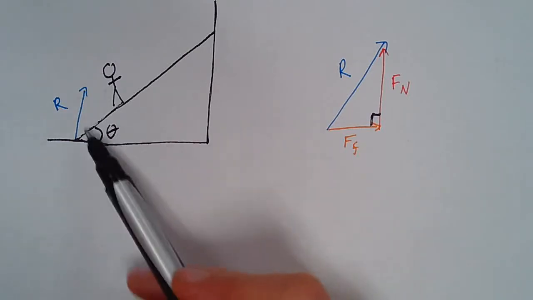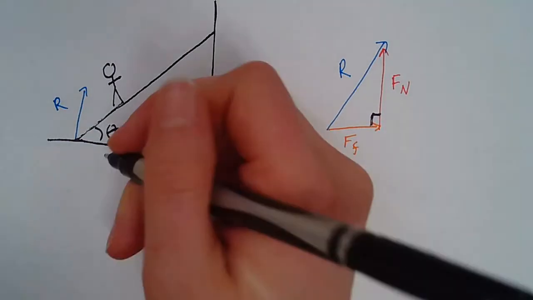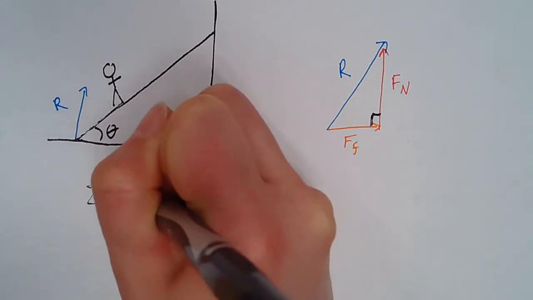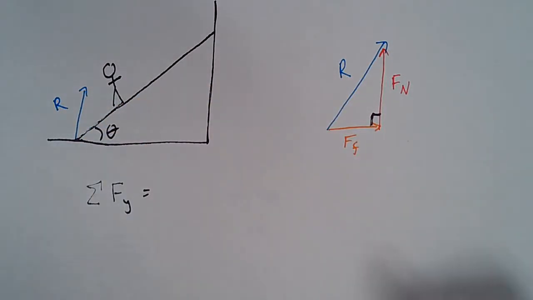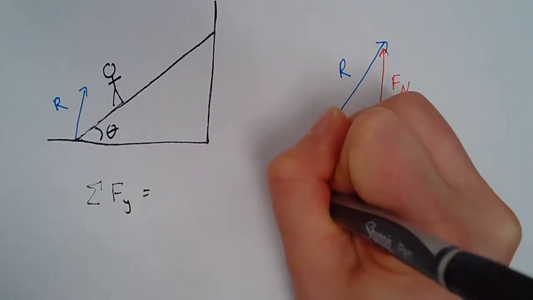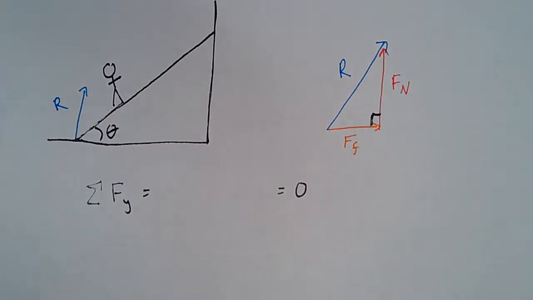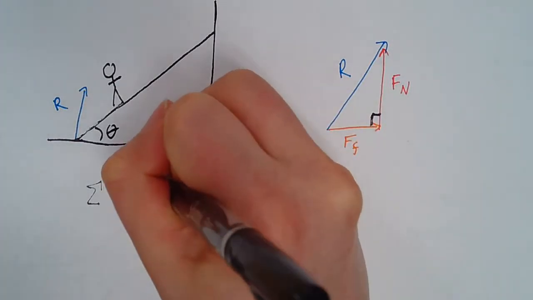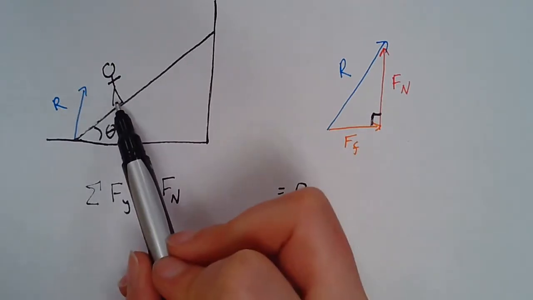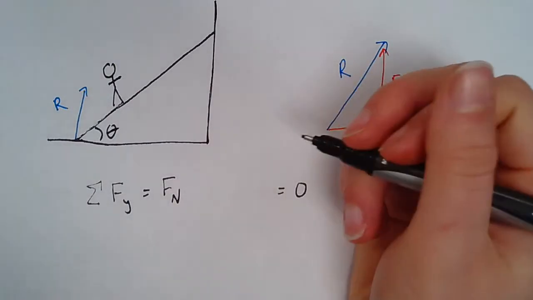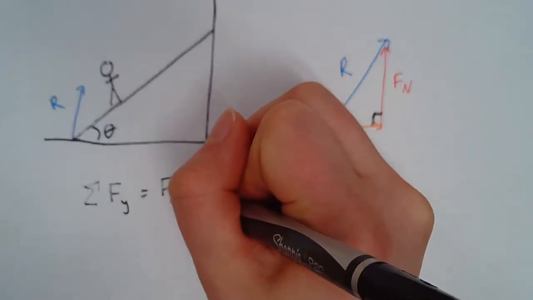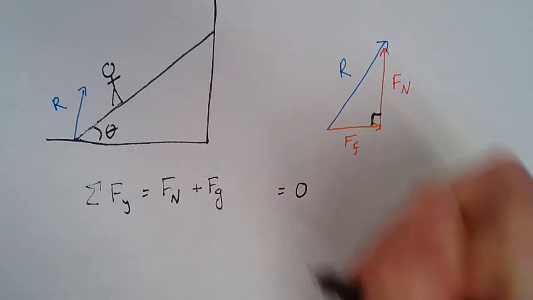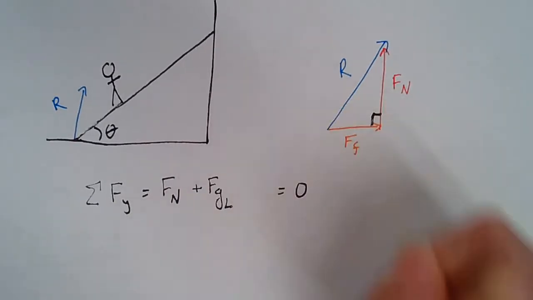Because this setup is in translational equilibrium, that means the sum of our forces in the y direction has to be equal to 0. Well, what forces are in the y direction? Well, we've got the normal force, of course, that we're interested in. We also have the weight of Lancelot. So this is going to be the weight of Lancelot.